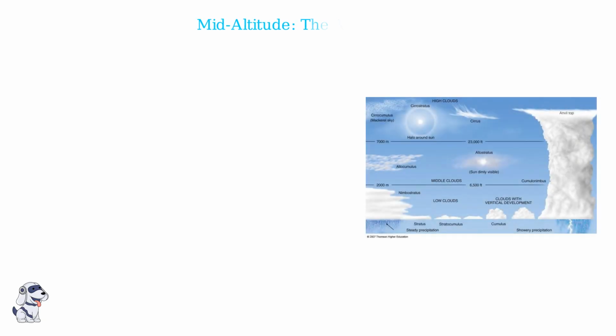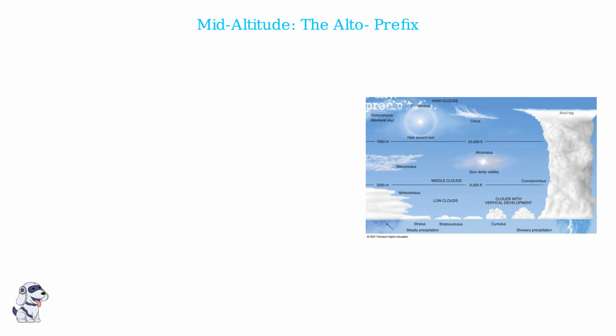Clouds labeled with the alto prefix reside in the middle levels of our troposphere. Spanning roughly 2 to 7 kilometers in altitude, these clouds serve as a critical transition zone in our atmosphere's stability. Altocumulus clouds appear as white or gray patches and heaps. They are primarily composed of supercooled water droplets and often signal unstable convective activity midair.